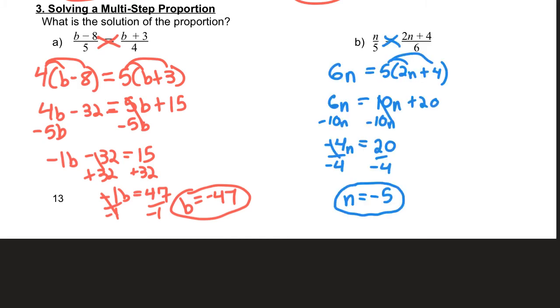Okay, so to solve this proportion, cross multiplying, n times 6 is 6n, and then I multiply 5 by the quantity 2n plus 4, meaning I distribute 5 times 2n, 5 times 4 to get 10n plus 20. And then I decided to move 10n to the other side by subtracting 10n from both sides. This becomes negative 4n equals 20. I finish that off by dividing by 4. I get n is negative 5.